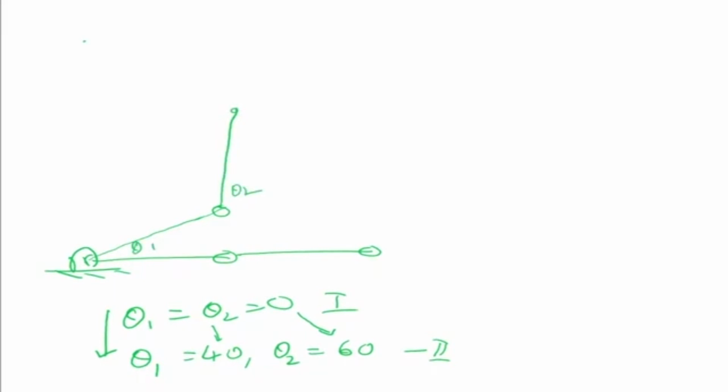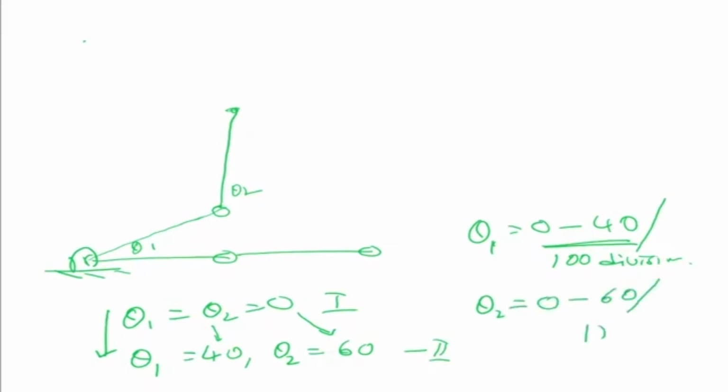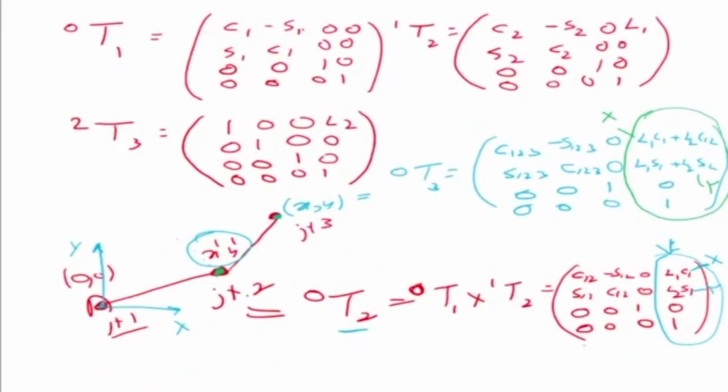So I know the motion for theta 1 is 0 to 40 degrees. I will divide this into 100 equal divisions. Similarly, theta 2 is going to go from 0 to 60 degrees. I'll divide this into 100 divisions as well, an equal number of divisions for theta 1 and theta 2, otherwise it won't match. Then for each of these divisions, I will go back to this matrix. This will give me the joint 1 position, and this will give me the joint 2 position.